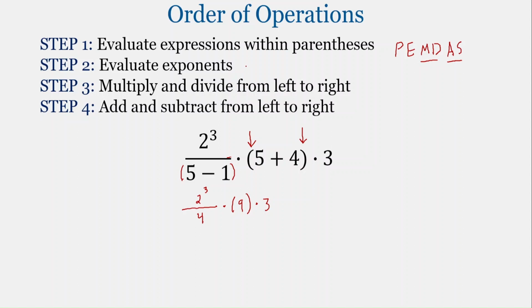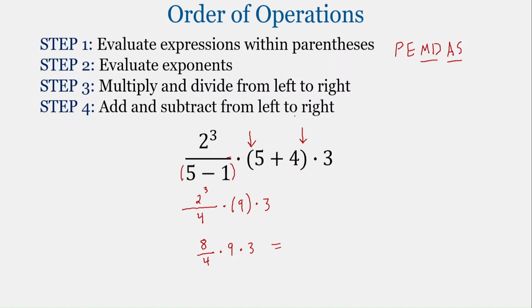Moving to step 2, we're going to evaluate the exponents. We have 2 to the third, that's 8. So now we have 8 over 4 times 9 times 3. Since there's no longer any operations within this parentheses, I went ahead and just got rid of them. We no longer have parentheses. We no longer have exponents.